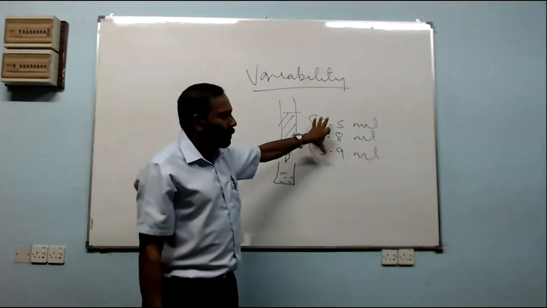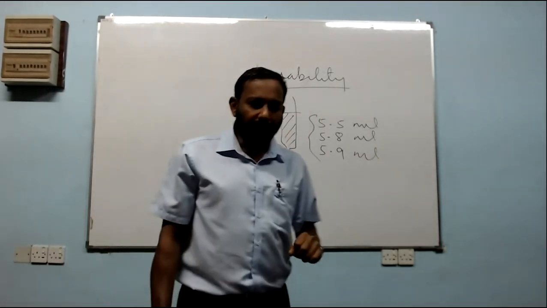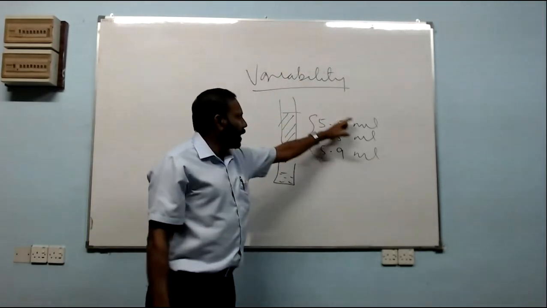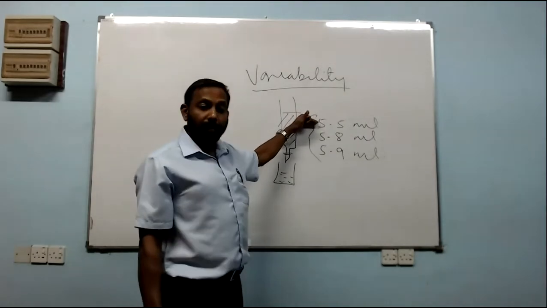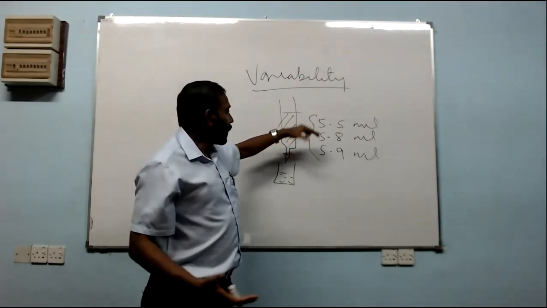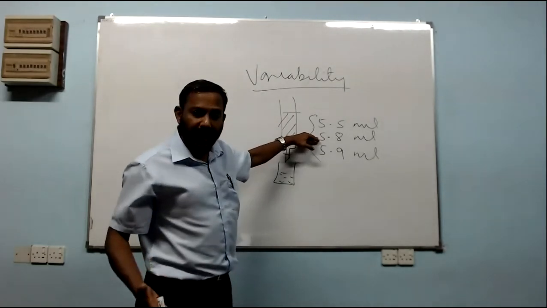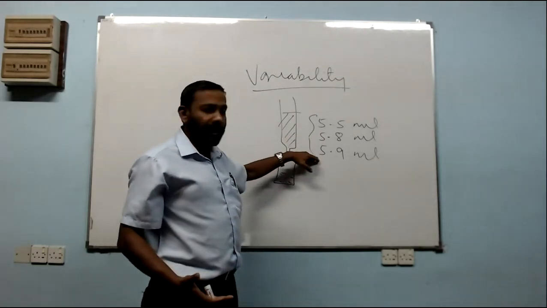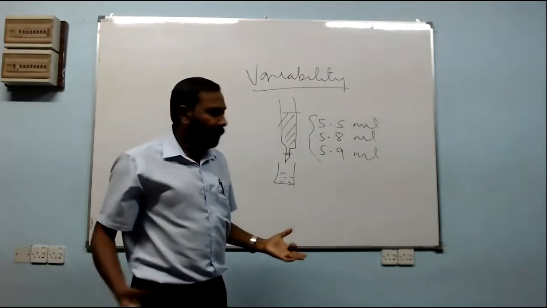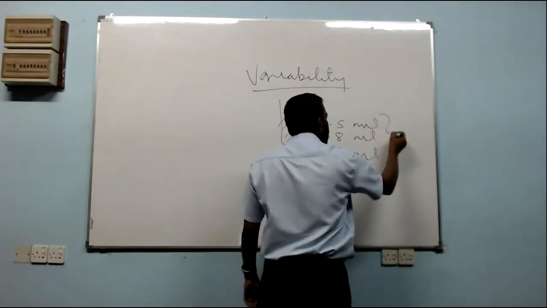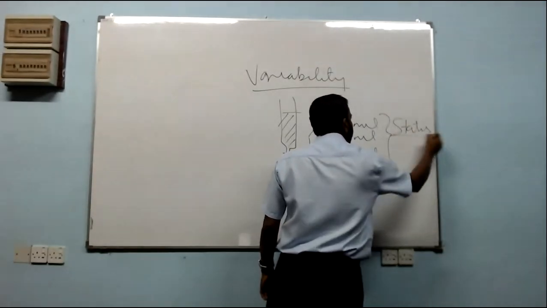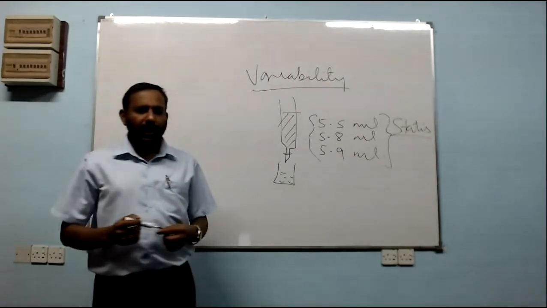This is the speciality of the variability. So we cannot make a conclusion whether it is 5.5, or 5.8, or 5.9, because the numbers are varying. That is why we need a term called statistics.